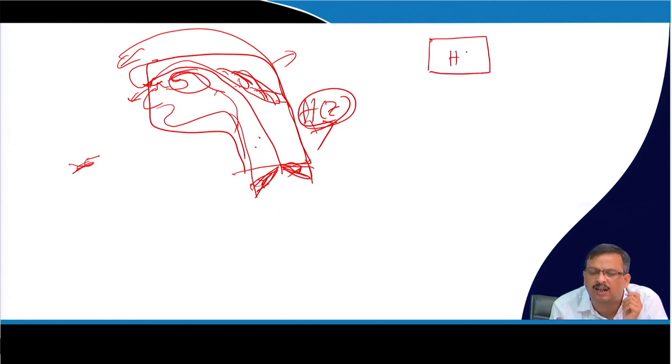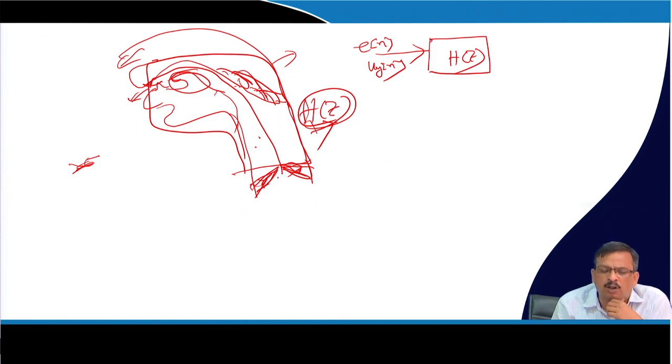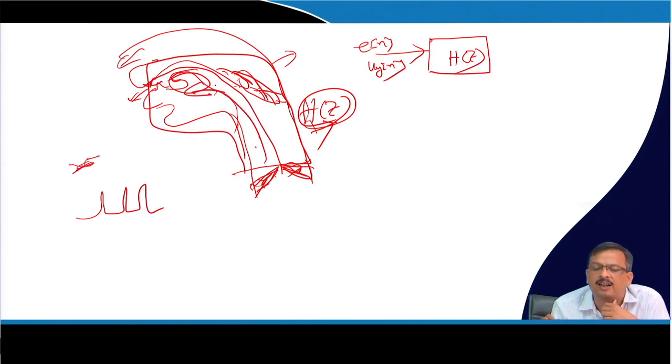So this is H(z), which is the vocal tract, and this is the excitation, which is an impulse, the glottal impulse. We write it as u(n). It produces that impulse, and the impulse passes through a filter and produces the speech signal s(n).